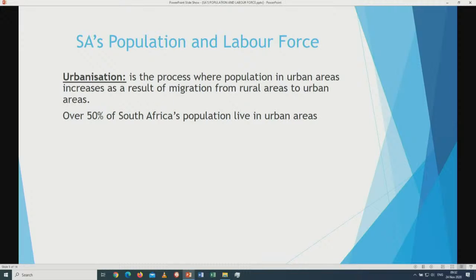Now, in South Africa alone, just above 50% of the population reside in urban areas. Which means the population in rural areas is becoming less and less, because people are moving from rural areas to urban areas. That's why it says here South Africa is being urbanized at about 50%.